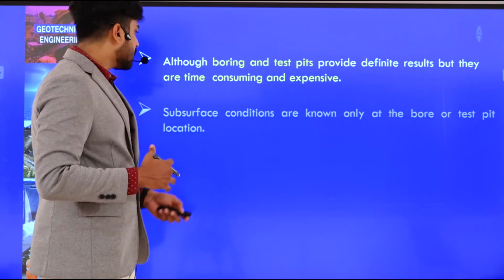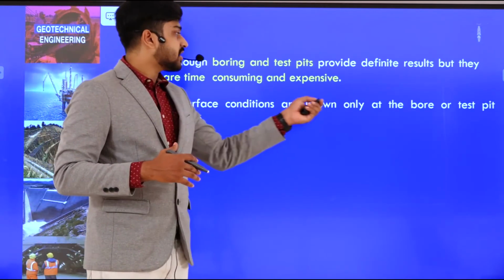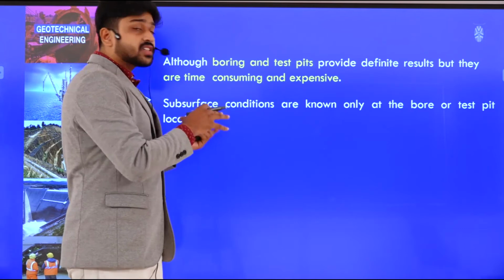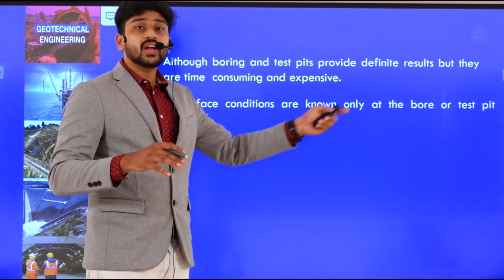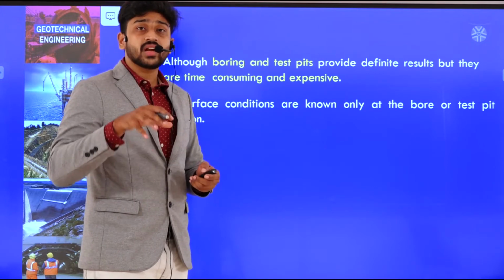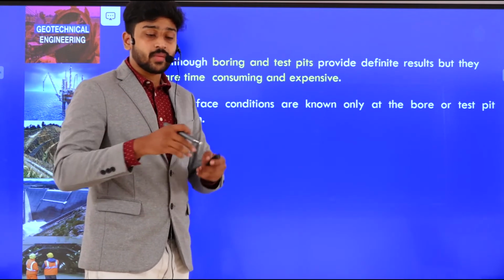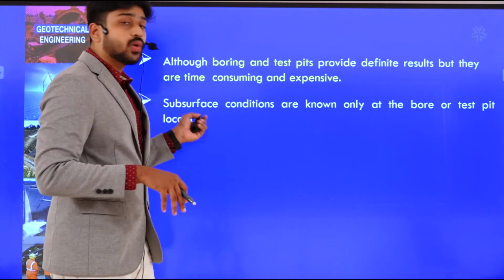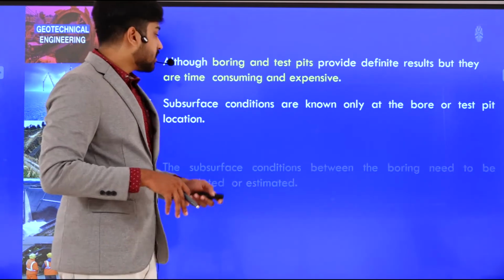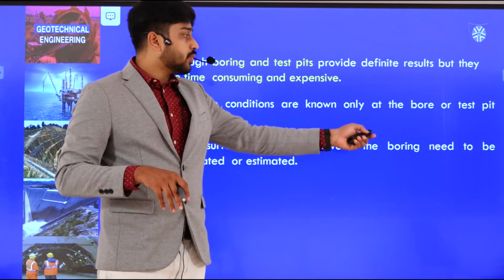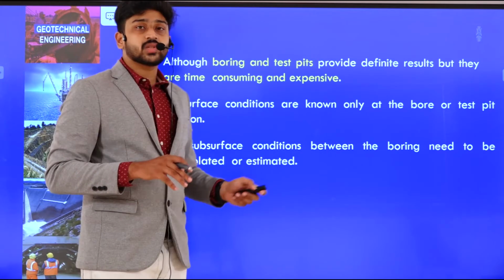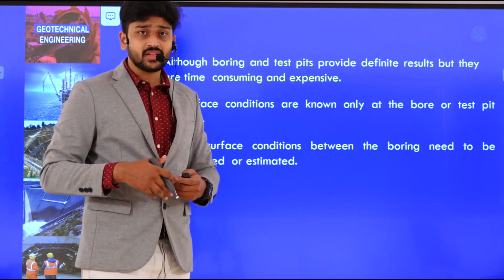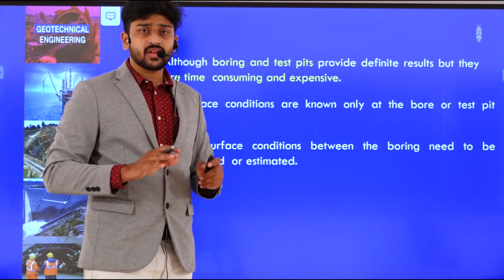But the subsurface conditions are known only at the bore test or test pit location. That means the subsurface conditions can be known only at the particular borehole where I am digging. If I am digging a borehole or excavating a test pit, at that location only can I know the conditions of the soil. Clear? The subsurface conditions between the borings need to be interpolated or estimated. But if I need the data of a certain location, say this entire area where I am standing is a certain rectangular shape of land.